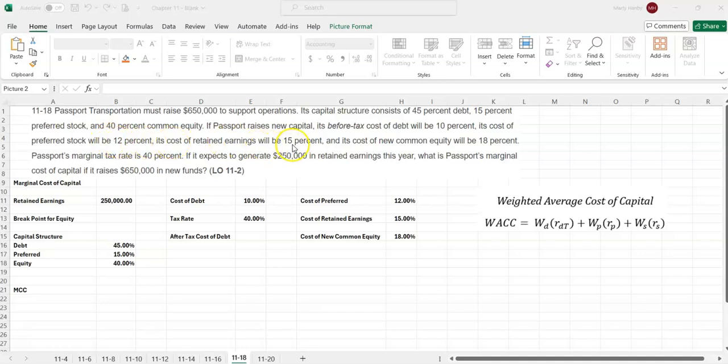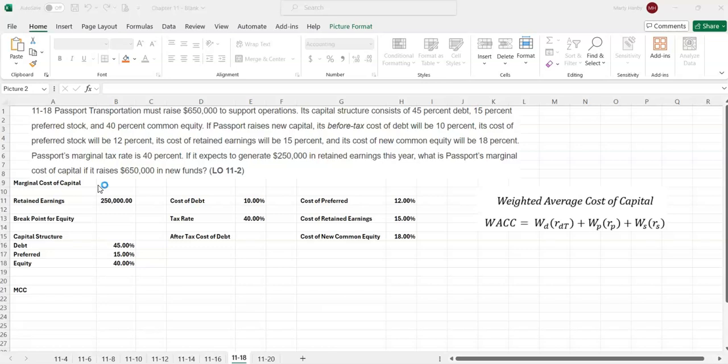Its cost of retained earnings is 15%. Its cost of new common equity is 18%. Passport's marginal tax rate is 40% if it expects to generate $250,000 in retained earnings. What is Passport's marginal cost of capital if it raises $650,000 in new funds?